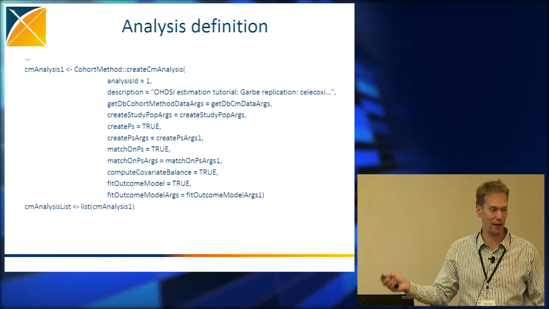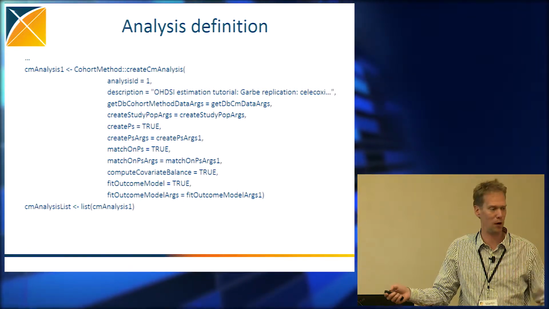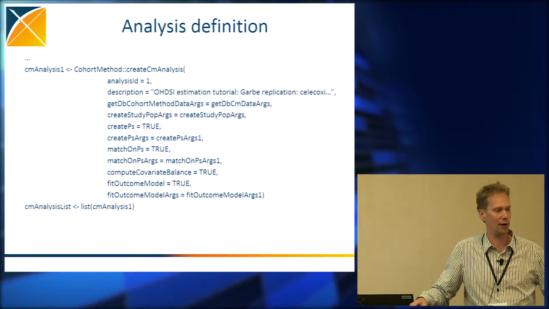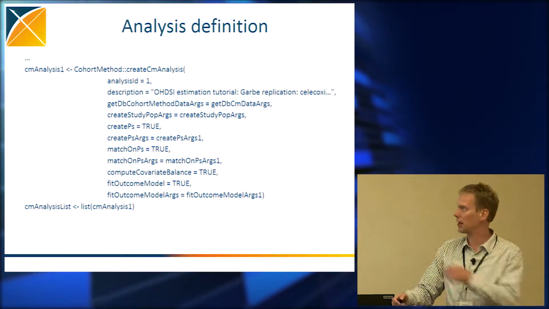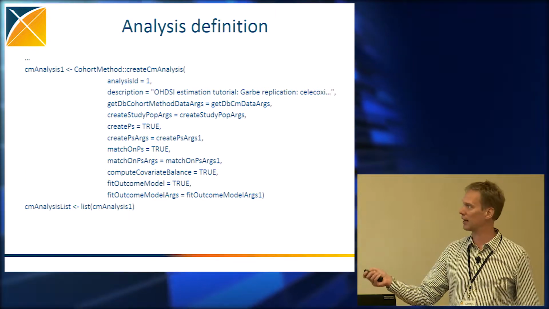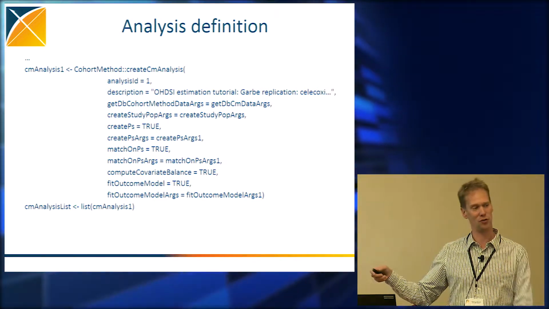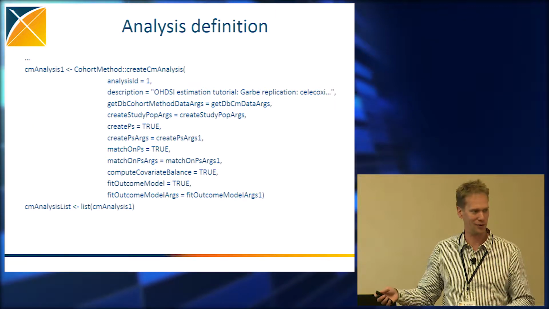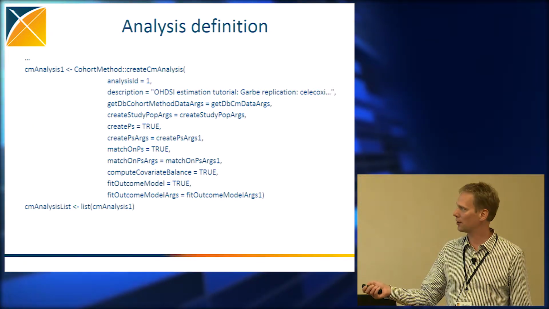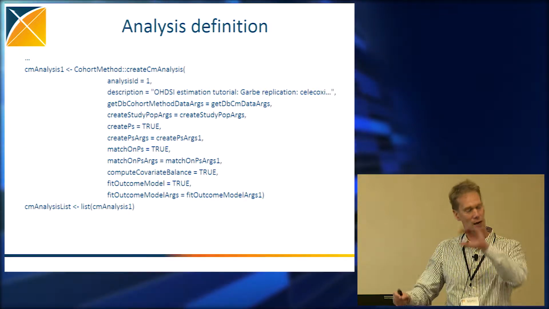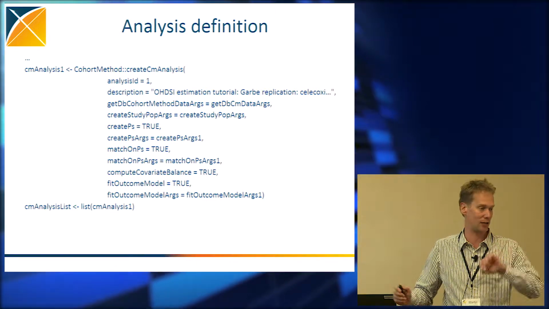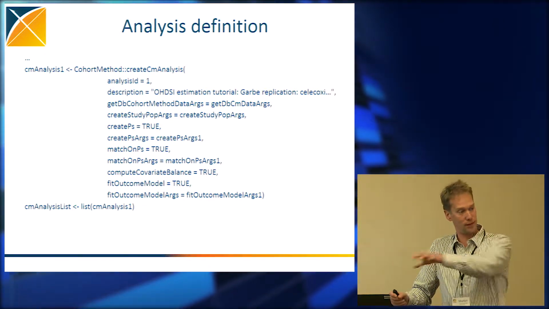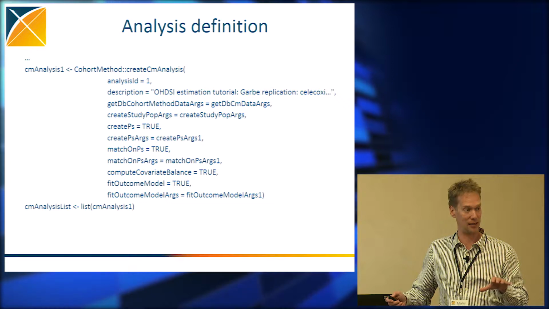So I create one of these objects, and then I say, well, maybe next time I want to do another analysis where I don't match, but I want to stratify. I create another analysis object. I give it another analysis ID. I change the description, saying now using stratification or something. And then I say I don't want to match on propensity score, but I want to stratify. And I create another analysis that looks almost exactly the same as this, but has a small change. And I can create many different analyses.